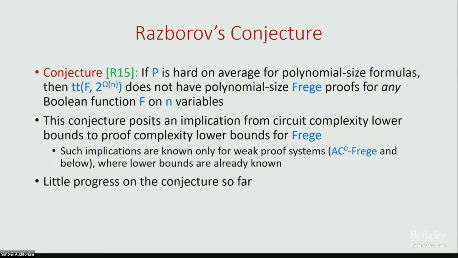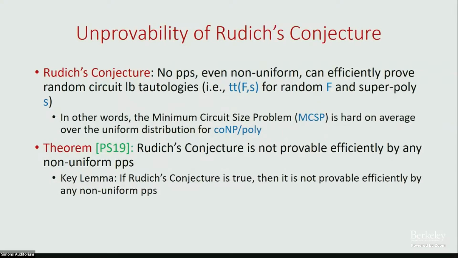We don't really have much progress on this conjecture, but there are some recent results which are unconditional, which bypass this conjecture. Let me just mention a couple of those to you. There's a result on another conjecture called Rudich's conjecture, which talks about the hardness of a specific problem in NP. Rather than talking about whether NP is in size poly or not, it's talking about the hardness on average of this problem in NP, the minimum circuit size problem for non-deterministic circuits. So it's asking about a stronger lower bound. And in a paper with Unpicked, we proved that this is unconditionally not provable efficiently by any non-uniform propositional proof system.